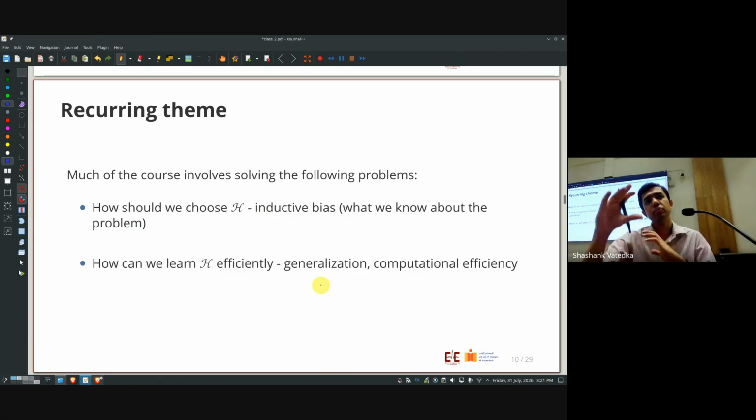And we'll treat this as two independent problems, more or less. So for a given H, we want to learn H efficiently, and then we'll separate that out from the problem of choosing a particular H itself. And when we say we want to learn H efficiently, we want a learning algorithm that is computationally efficient. All right.